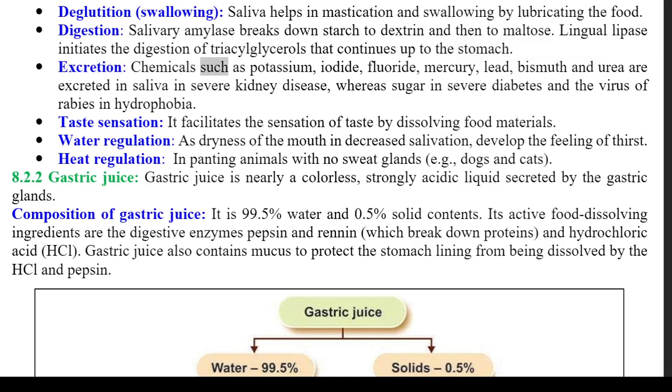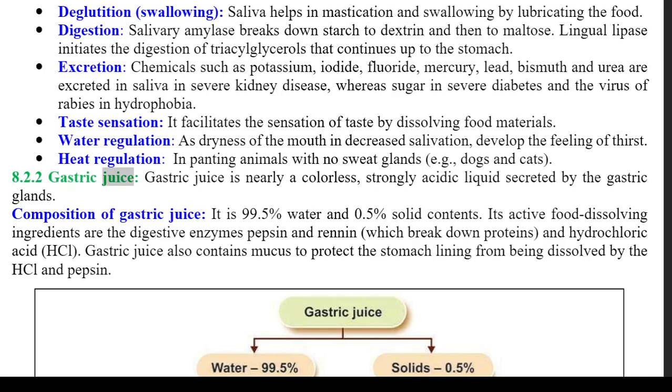Excretion: chemicals such as potassium, iodide, fluoride, mercury, lead, bismuth and urea are excreted in saliva in severe kidney disease, whereas sugar in severe diabetes and the virus of rabies in hydrophobia. Taste sensation: it facilitates the sensation of taste by dissolving food materials. Water regulation: dryness of the mouth and decreased salivation develop the feeling of thirst. Heat regulation: in panting animals with no sweat glands, for example dogs and cats.